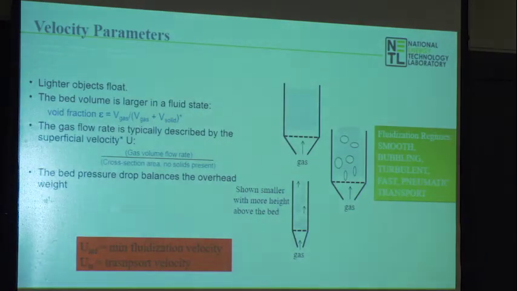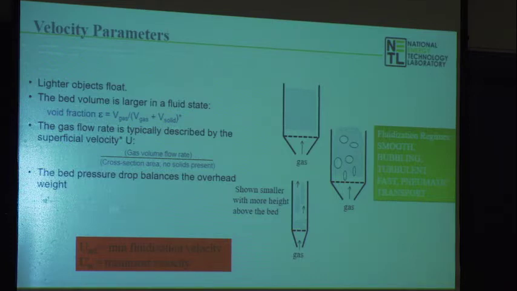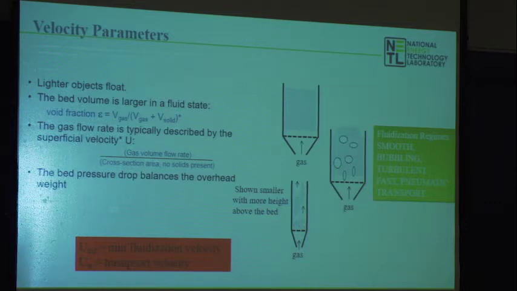So I noticed for some reason that my slide did not print what's in red down there. I marked it in red. So you might want to just add UMF, the minimum fluidization velocity, and UTR, the transport velocity, are parameters that you'll hear a lot. And so you have to add enough gas to get you to the transport velocity. And if you add a sufficient amount of gas, you'll actually transport all the material out of the bed. Right? So they're very different regimes of fluidization.